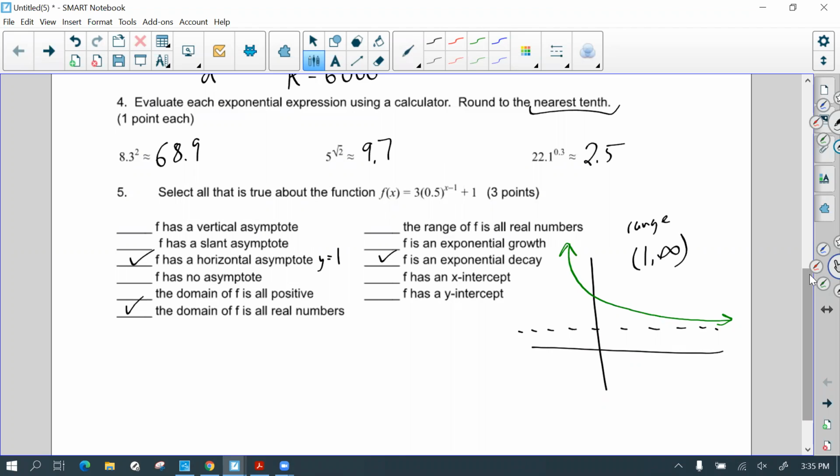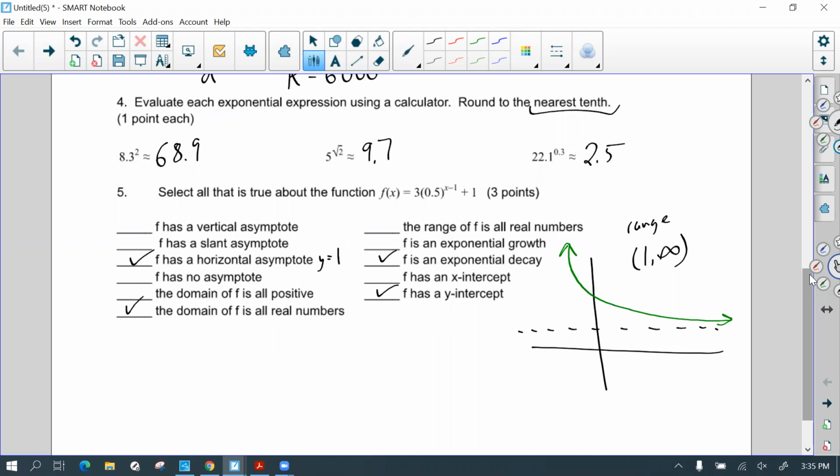It does have a y-intercept, which is this. If the domain is all real, it most definitely has a y-intercept, because the y-intercept occurs when x equals 0. And if the domain can be any real number, then certainly 0 is in that set. So it has a y-intercept. It does not have an x-intercept.